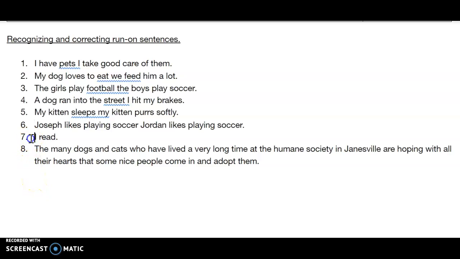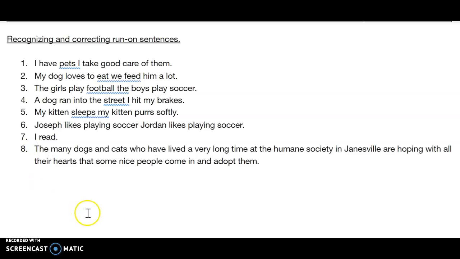Now, I read. This is a really short sentence. I just want to point out this is a complete sentence. Don't think that a super short sentence is not a complete sentence. This isn't a run-on by any means. It's just a regular old sentence I want to throw in there to remind you guys, long or short doesn't matter. I read. I is the subject, read is the predicate, complete idea.